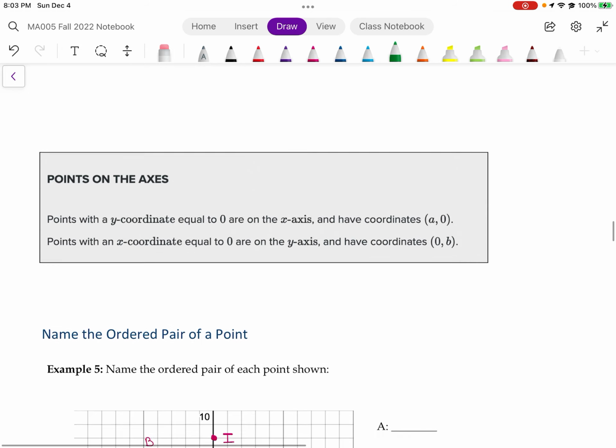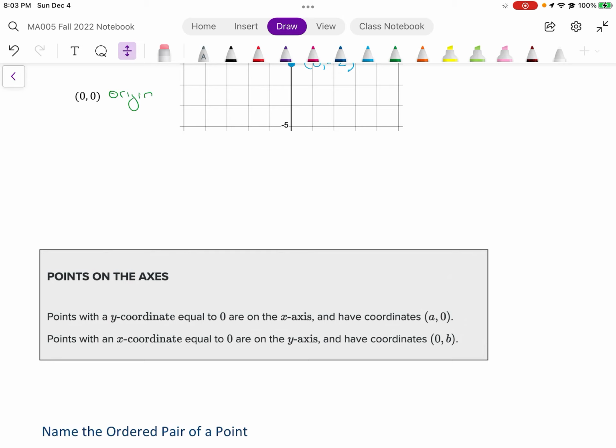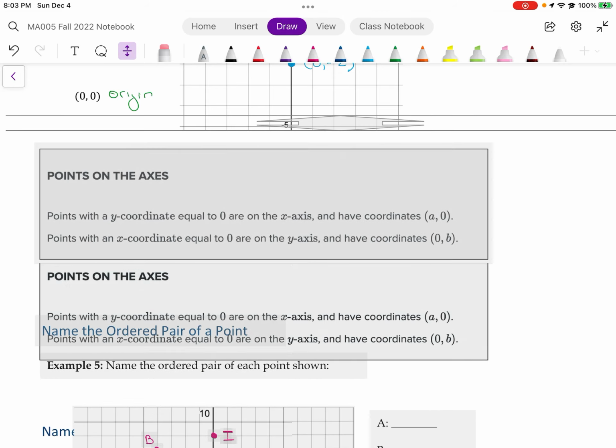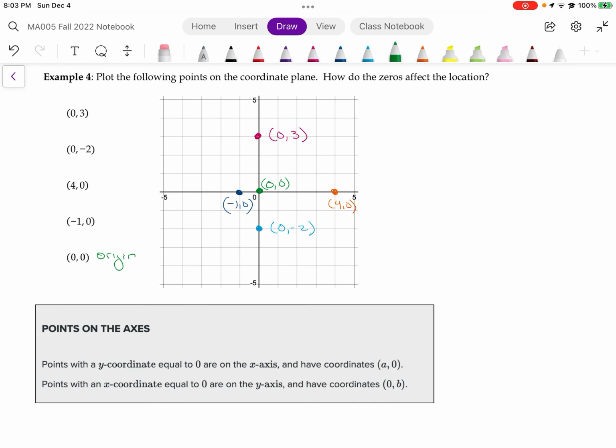All right, so points with a y coordinate equal to 0 are on the x-axis. So let's move this up and we can look at it with the graph. Points with a y coordinate equal to 0 are on the x-axis. Let's look at which ones those were. The y coordinate equal to 0, that's those two. That was this one and this one. Are they on the x-axis? Yes, they are. All right, then points with an x-coordinate equal to 0 are on the y-axis.